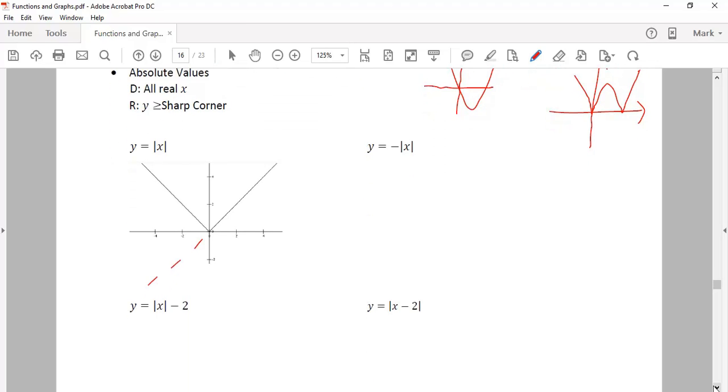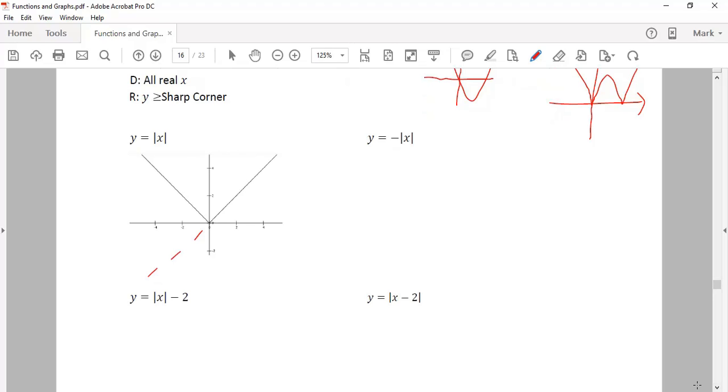Alright, so now let's go back to our main graphs. By now you should have an idea of what the negative version would look like. It's just the V, but flipped. Remember, the domain and range for these both: the domain is all real x because there's no limitation on x, but the range is where the sharp corner is. So here the range is y is greater than 0, and here y is less than 0.